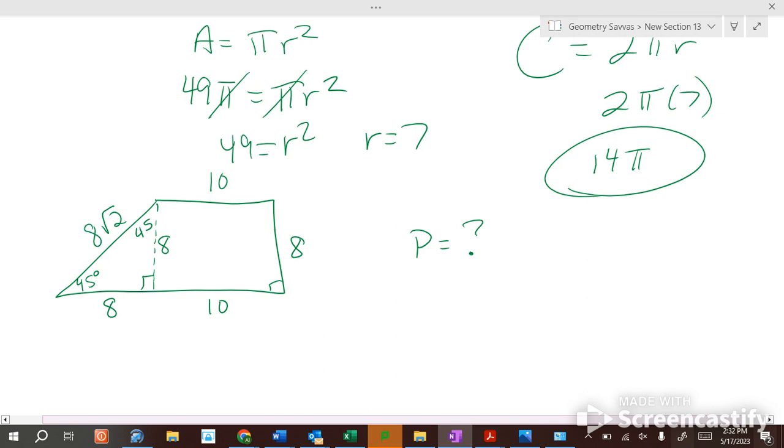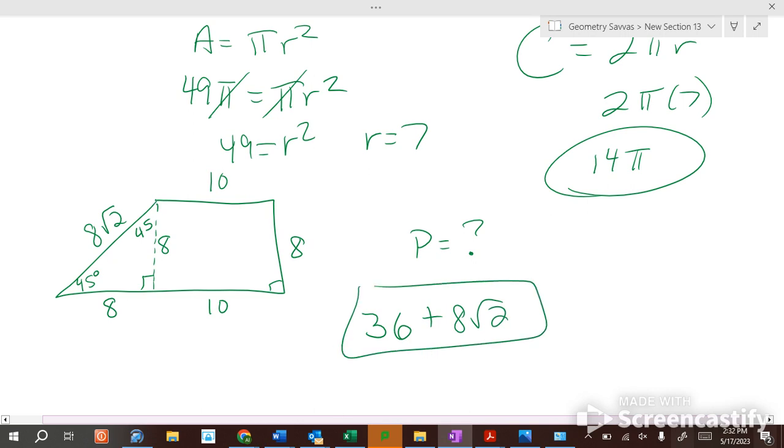So what's the perimeter? Well, you take 10 plus 8, which is 18, plus 10, which is 28, plus 8, which is 36. So it's 36 plus 8 square root of 2, and that's how the answer will look on the test. It won't be in decimal form. It'll be looking like that. Okay? This is a multiple choice test, so the nice thing about that is the answers are down there for you.